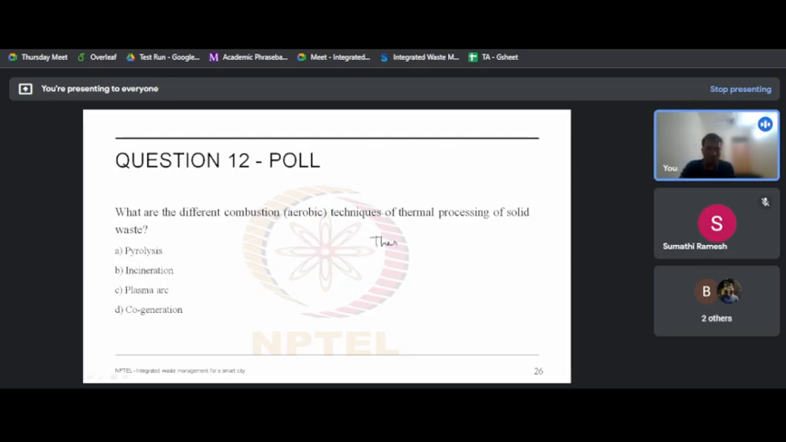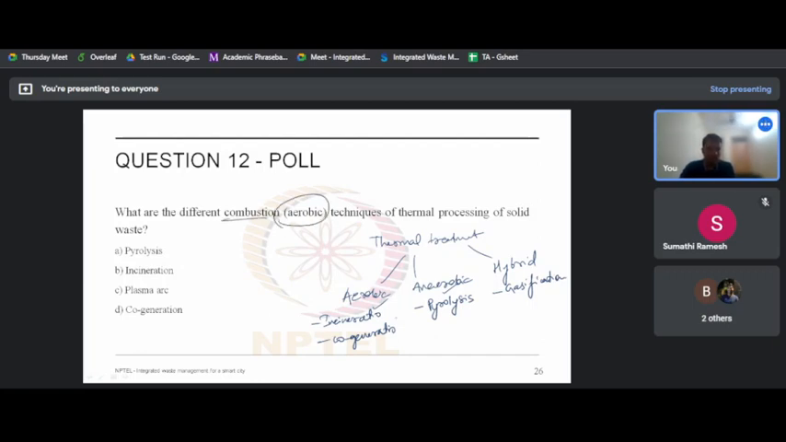So here we are talking about thermal treatment. It can be two types, maybe three types also we can say. One will be aerobic, anaerobic, and there can be some hybrid techniques, which will be the combination of aerobic and anaerobic. In aerobic, we will have techniques such as incineration, cogeneration. Anaerobic, we will have pyrolysis. Hybrid, we can have gasification. Here we are concerned with the combustion techniques or the aerobic techniques. So that has incineration, cogeneration. So B is there for incineration and D is there for cogeneration.